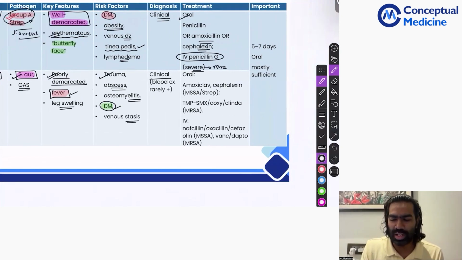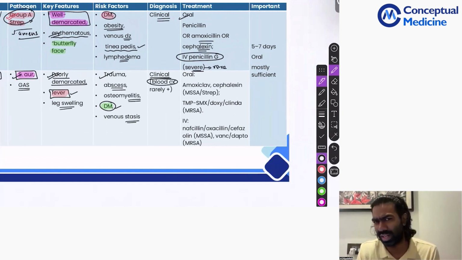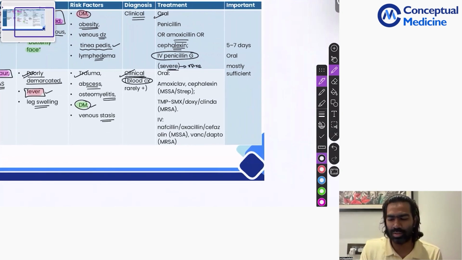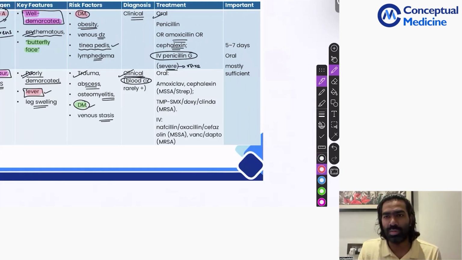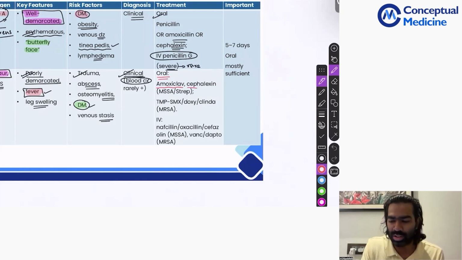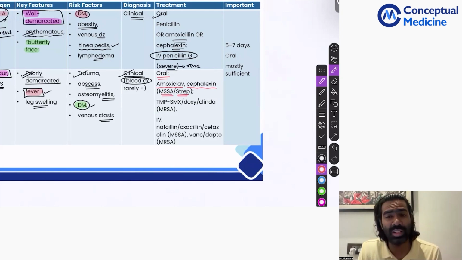And diagnosis is going to be clinical because it's a deeper infection. It can get disseminated systemically. So you might sometimes get blood culture positivity with Staph aureus or group A Streptococcus, but that's very rare. So mostly it's going to be a clinical diagnosis. And again, the treatment is going to be tailored towards Staph aureus rather than group A strep because this is almost always caused by Staph aureus. So in case you're considering oral options, then Augmentin, that is amoxicillin-clavulanic acid, or cefalexin, which is the first generation cephalosporin, must be enough, especially if it's a streptococcal suspicion or MSSA, that is methicillin sensitive Staph aureus.